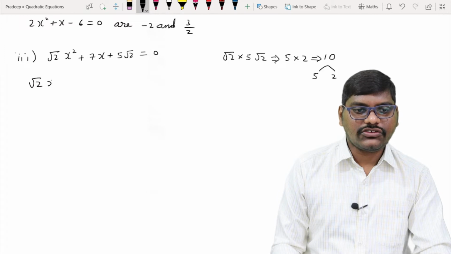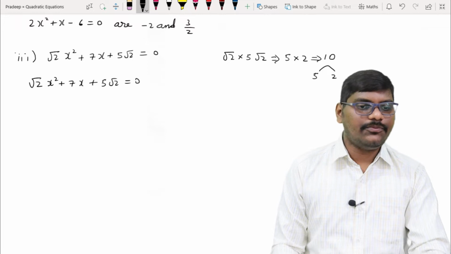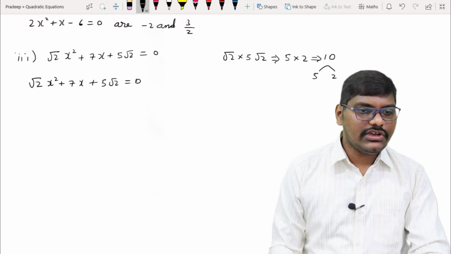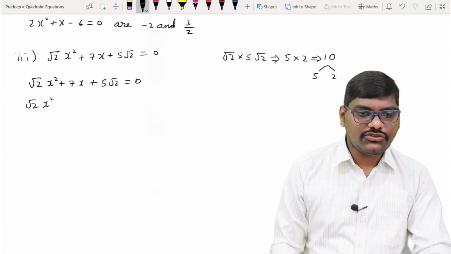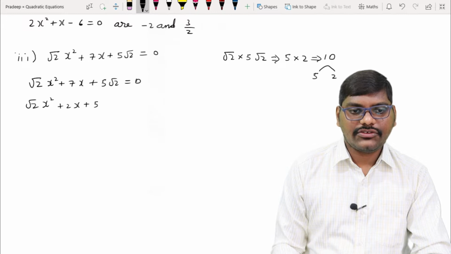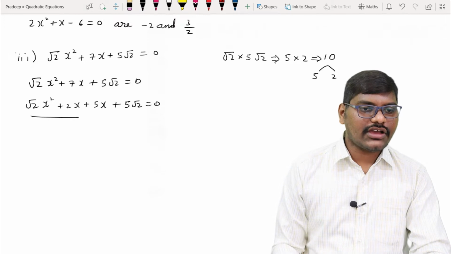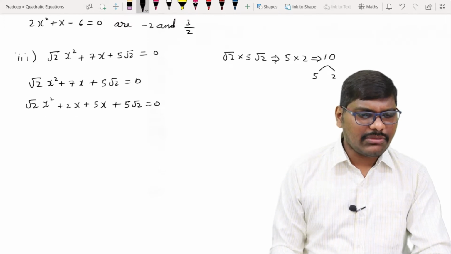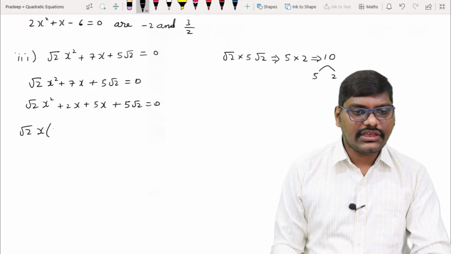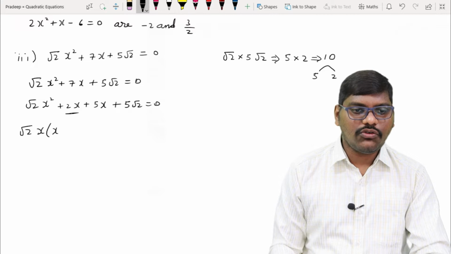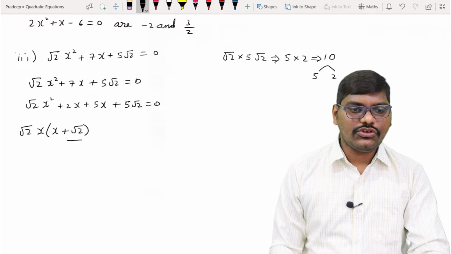So I can write root 2x square plus 7x plus 5 root 2 equal to 0. Now here you can observe root 2x square is there, and 7x I can write as 2x plus 5x. The remaining 5 root 2 I can write like this. Here even though it's not x common, I can take root 2x common. So I'll take root 2x, and here I'll remain with x. If I take root 2 here, again the root 2 remains, right? x is coming common and root 2 is remaining.